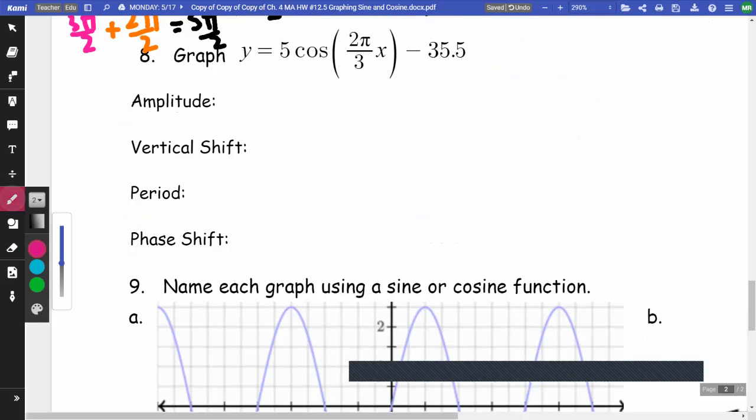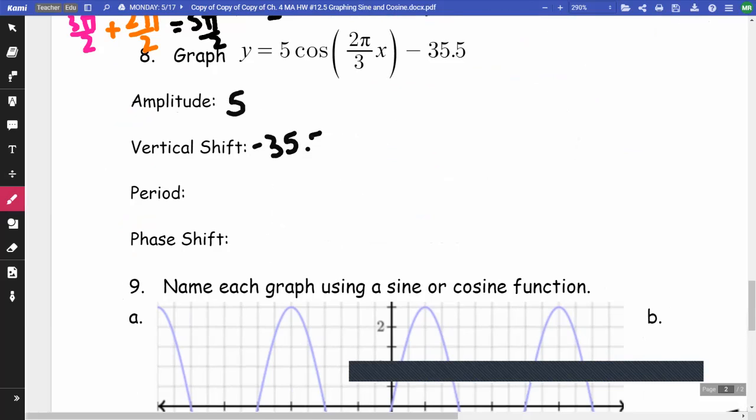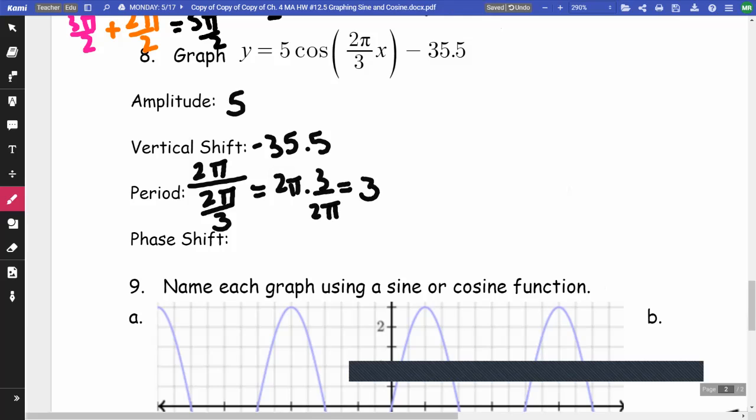Okay, so on this, amplitude is 5. Vertical shift is a negative 35.5. My period, so this is going to be 2 pi over 2 pi thirds. Anytime we have a pi as our b, our period is not going to have pi anymore. It's going to be just normal numbers. So it's going to be 2 pi times 3 over 2 pi, which actually is just 3. And my phase shift is none.